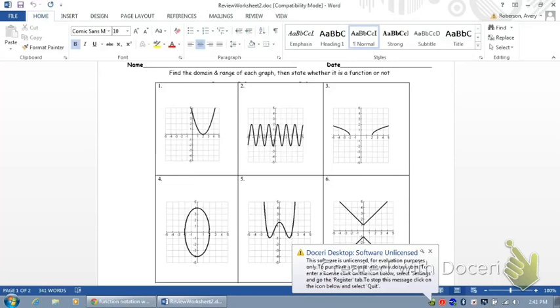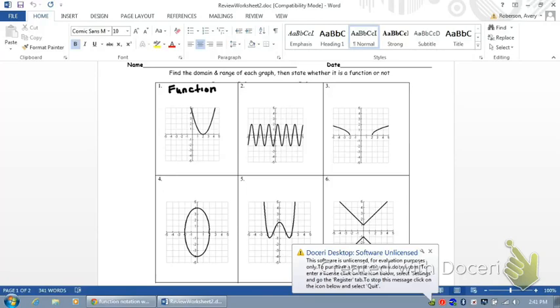So for number 1, you want to see if this is a function or not. So let's go ahead and see. Let's use the vertical line test. We draw our lines, draw our lines, draw our lines. Does it touch any place more than one time? No, it doesn't. So we know this is a what, guys? This is a function, okay? All right, so we know this is a function.